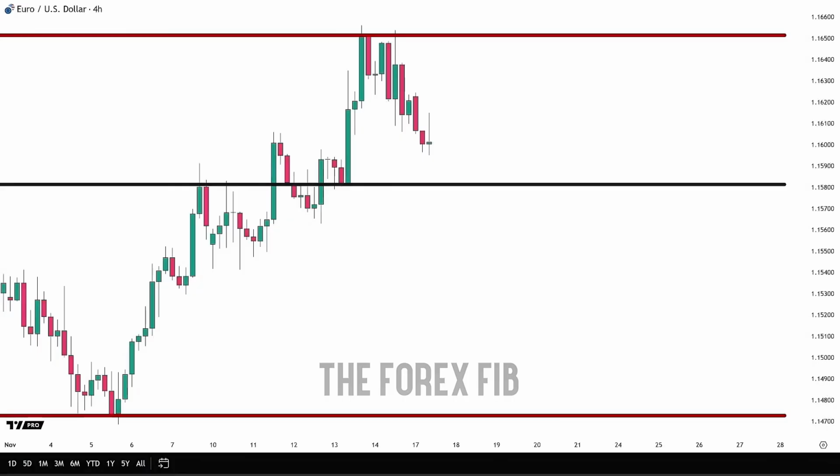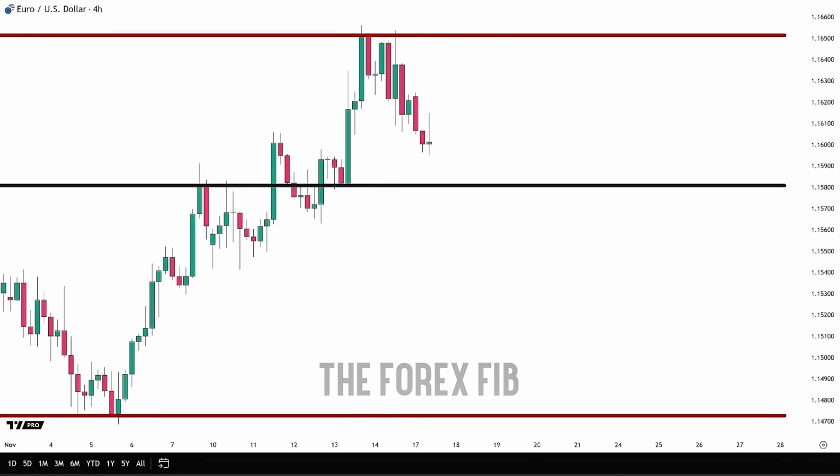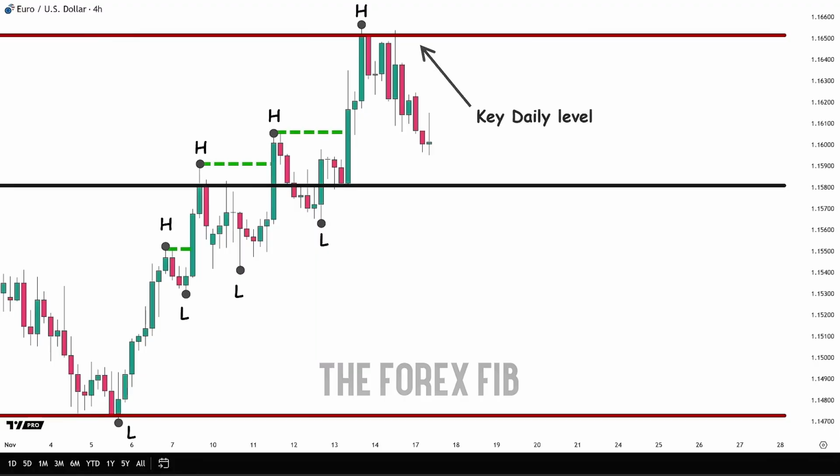Now the 4-hour chart is where we start applying the key smart money concepts: market direction, imbalance, supply and demand zones, and liquidity levels. On the 4-hour chart, we can see a clear uptrend. We can mark the breakouts and also the swing points like this. However, the price has tapped into a higher time frame key level, which has the power to slow down or even reverse the trend. Additionally, just below the current price, there is a strong demand zone that coincides with a key weekly level. When price taps into this zone, we expect a strong reaction that can push the price higher.